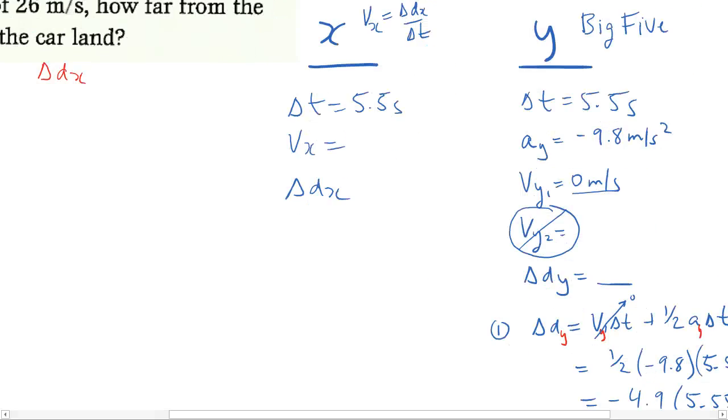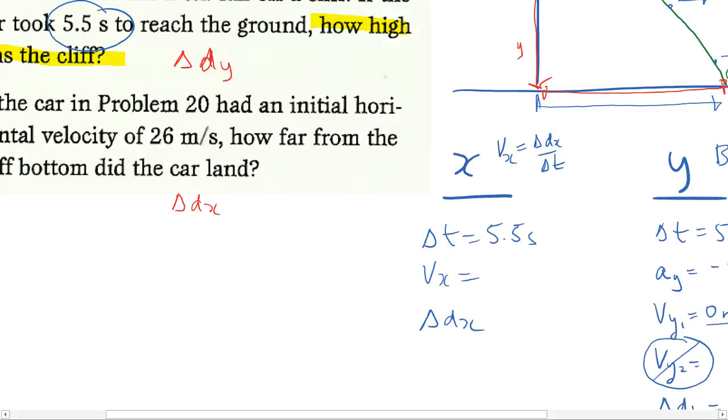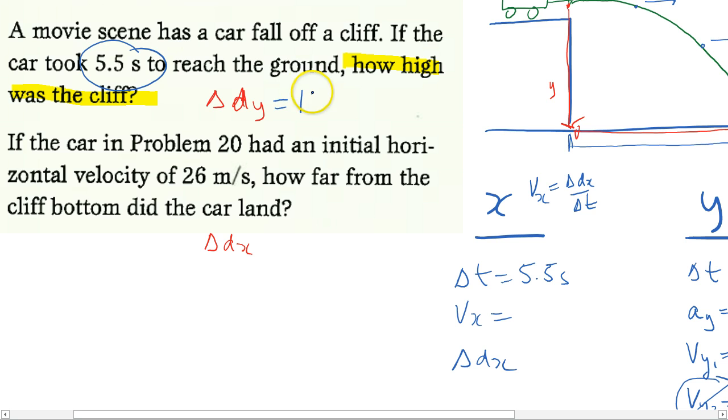Well, if the change in vertical position was downwards, that means that the cliff must have been 15.09 meters. And I'm not going to say delta dy was that. I'm going to say the height equals. So just in English we could say that the change in position was negative, but the height of the cliff, like how high is that cliff? It's 15.09 meters. Really, I should change this to two significant figures because our data is in two significant figures. So when I round it, I'm going to say 15 meters.